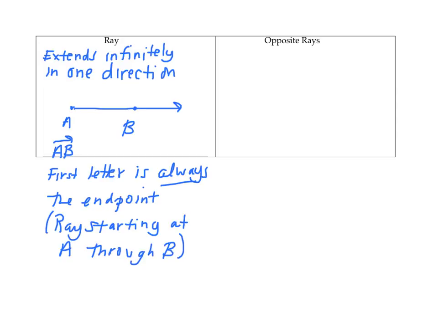Now some people get confused and they try to name a ray in different ways. You cannot name it ray BA with the arrow going to the right. That's incorrect. You can also not use BA with the arrow going to the left. That's inappropriate too. Okay, so start with the endpoint, arrow goes to the right.